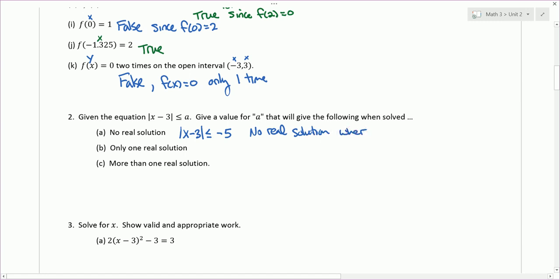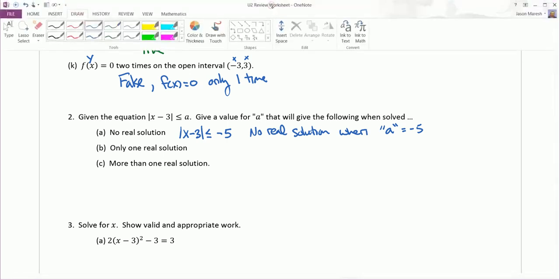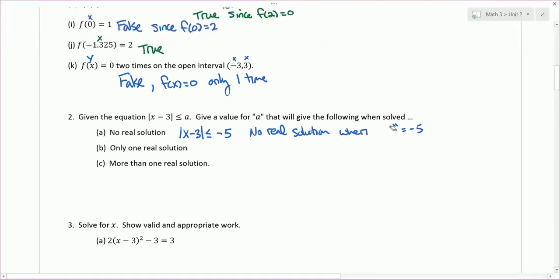So that's an n equals negative 5. Don't have to put the quotations around a. I just did. I'll change it. Okay.